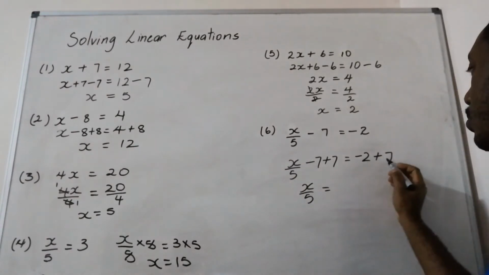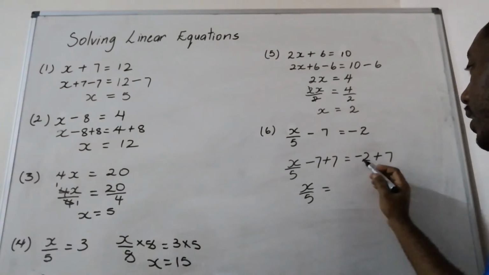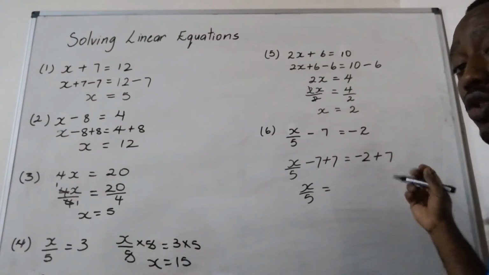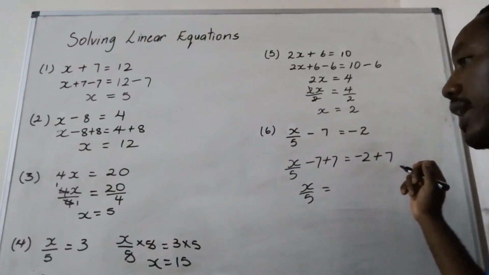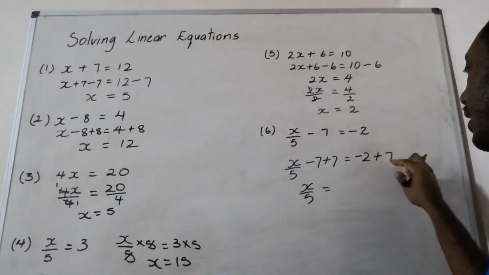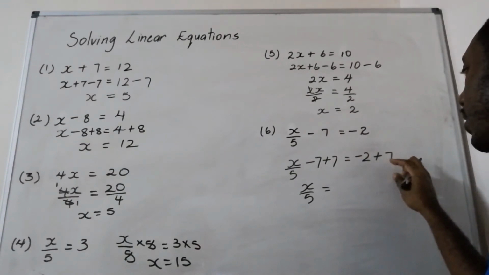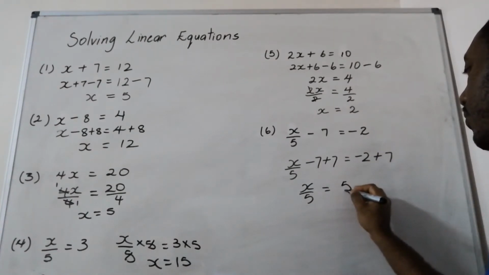Now, since these two signs are different, we subtract. We have a negative 2 and a positive 7. So when the two signs are different, we subtract. And the answer takes the sign of the larger number. So since the larger number is 7, it will be positive 5.